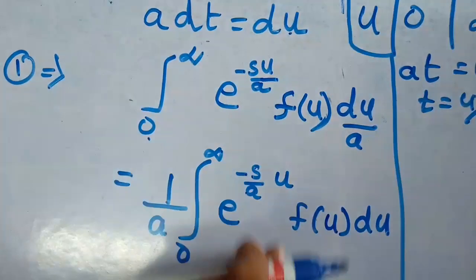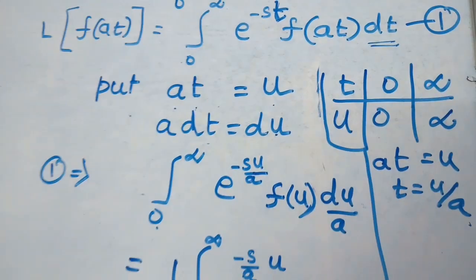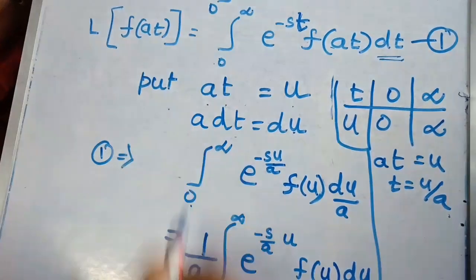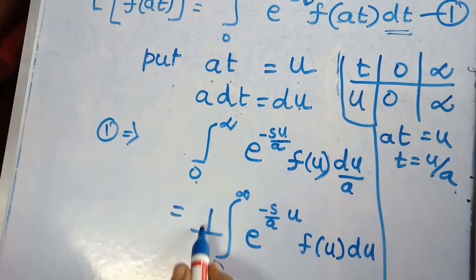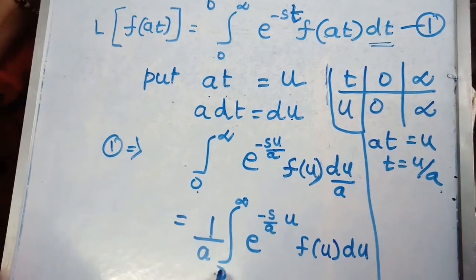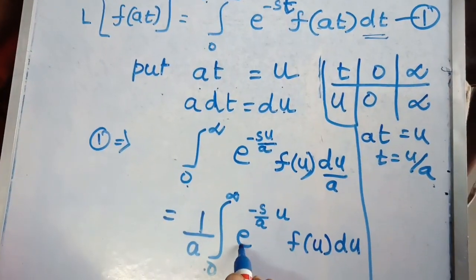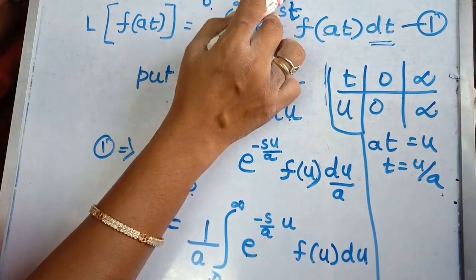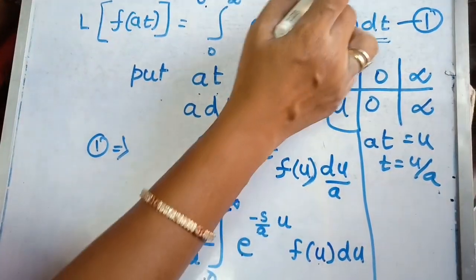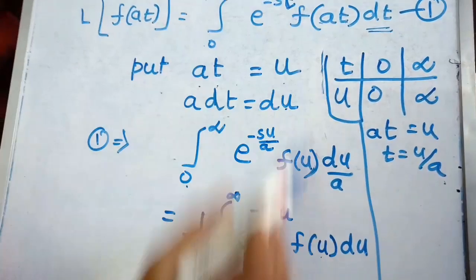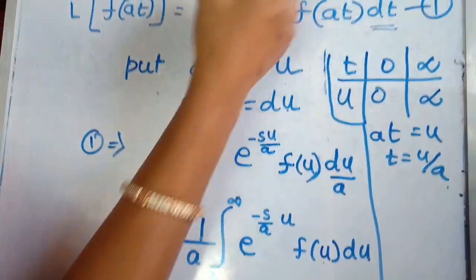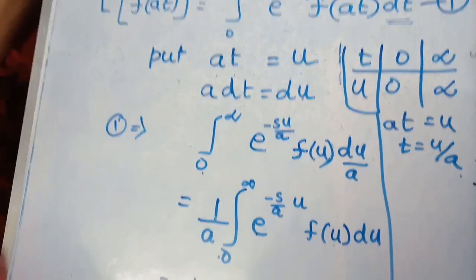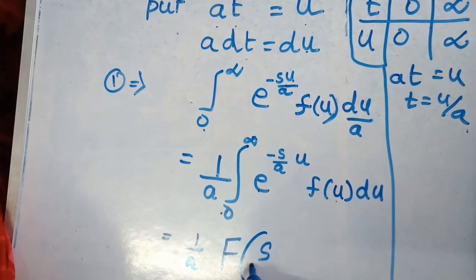Now you compare the definition of Laplace transformation with this equation. So I have 0 to infinity. Let me write 1 by a here. I have 0 to infinity, e power minus st here, minus s by a u. In the place of f of t, I have f of u, du. All the other terms are the same. This is actually denoted as capital F of s. So this can be denoted as capital F of s by a.